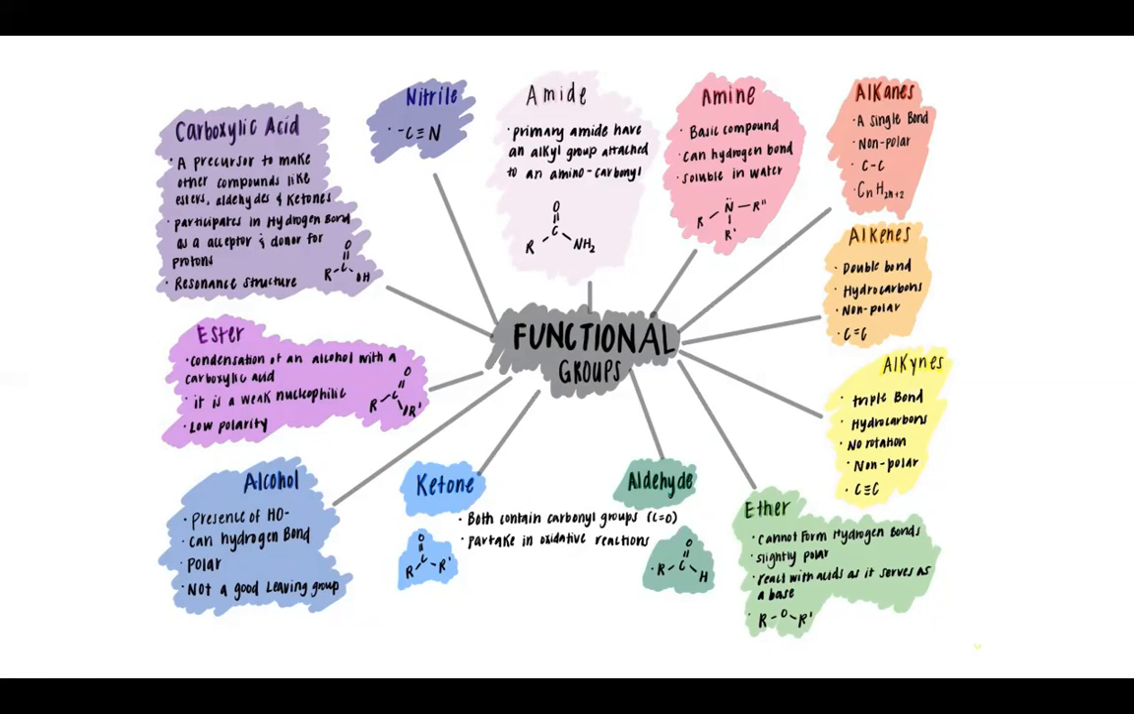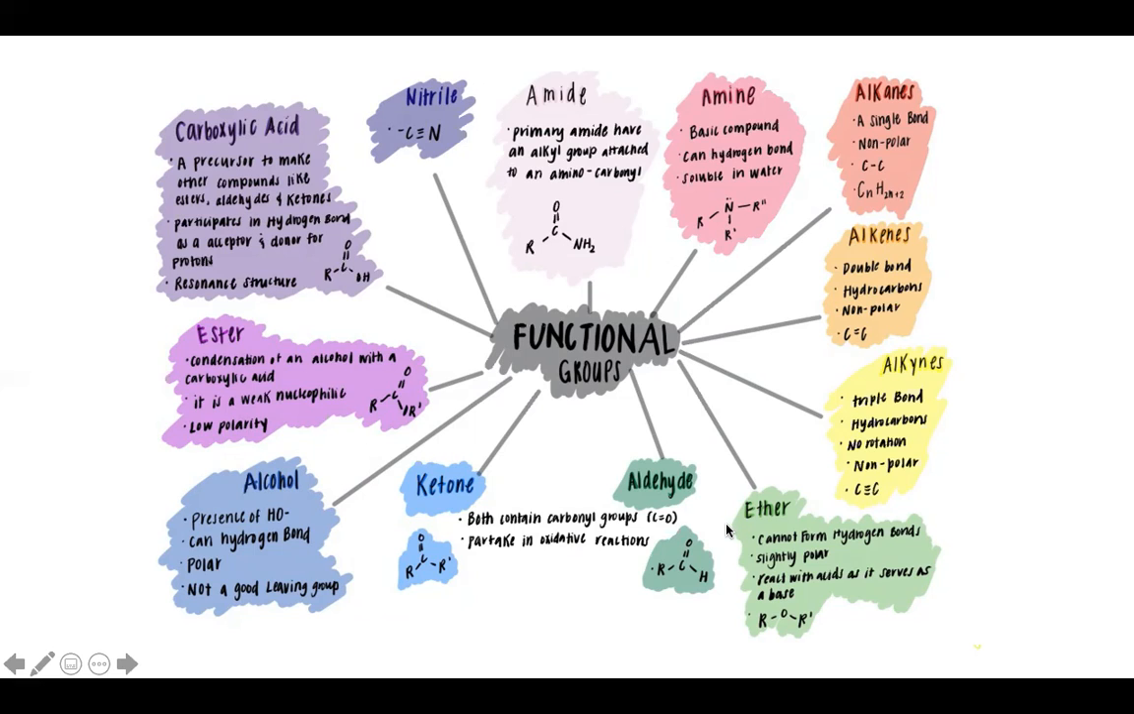Alkenes and alkynes, on the other hand, are very similar to alkanes. Alkenes and alkynes are both unsaturated hydrocarbons. They are both nonpolar as well, but the difference between the two is that alkenes form a double bond, while alkynes form a triple bond.